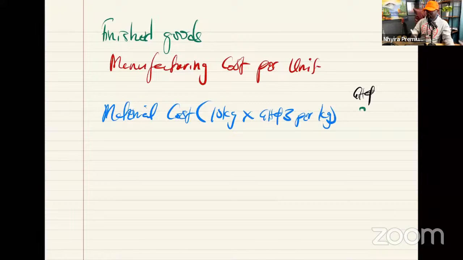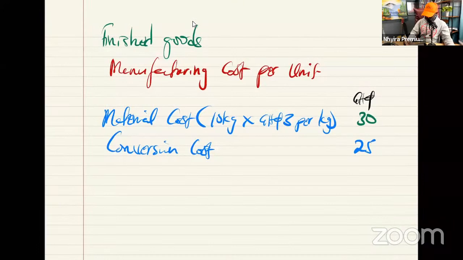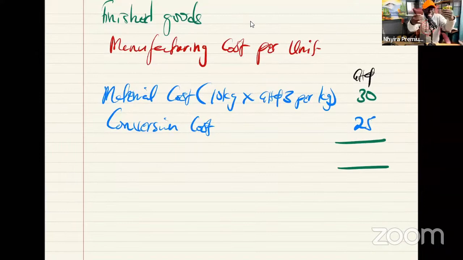Then we are also told that the company incurs conversion cost. In the question we are told they incur a cost of 25 Ghana cedis. So in total, the manufacturing cost per unit of a tank will be 55 Ghana cedis. Okay, so this is the manufacturing cost per tank.